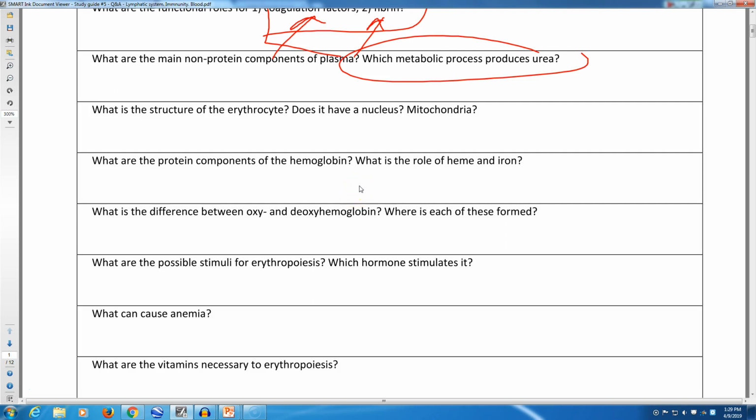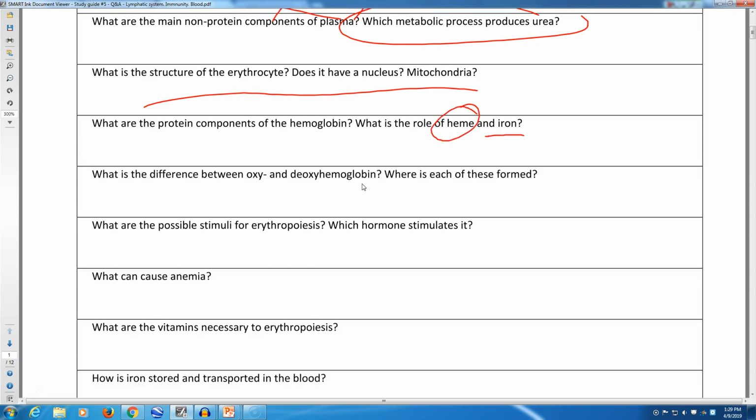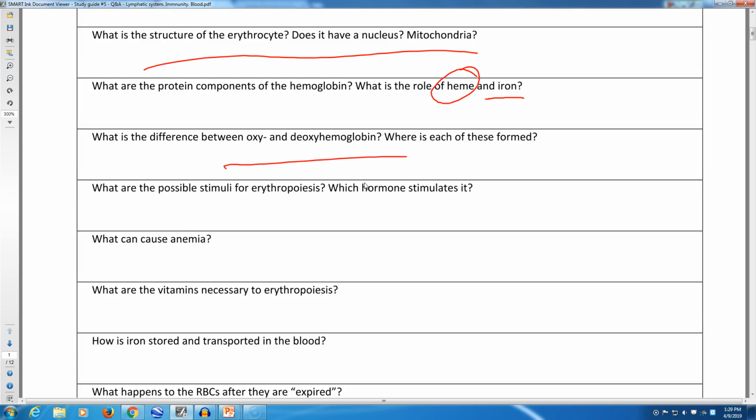Now, red blood cell, biconcave shape. No nucleus, no mitochondria. What are the protein components of hemoglobin? 2 alpha, 2 beta chains. Heme holds the iron, iron binds oxygen. Well, difference between oxy and deoxy, fairly straightforward. You need to know where these are formed, like deoxyhemoglobin found in tissues, oxyhemoglobin found in lungs.